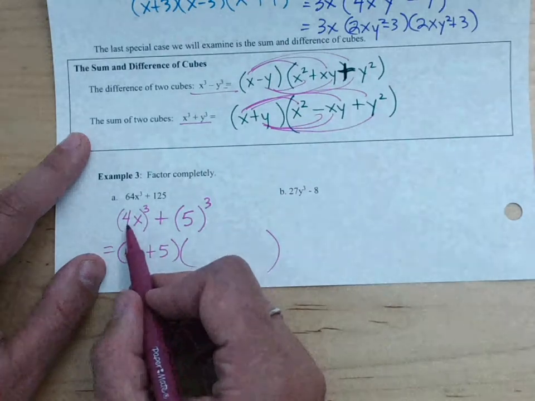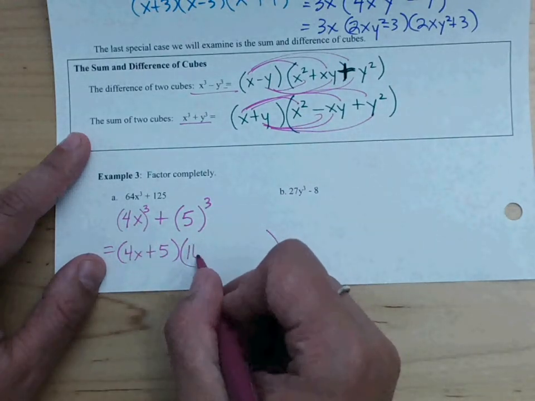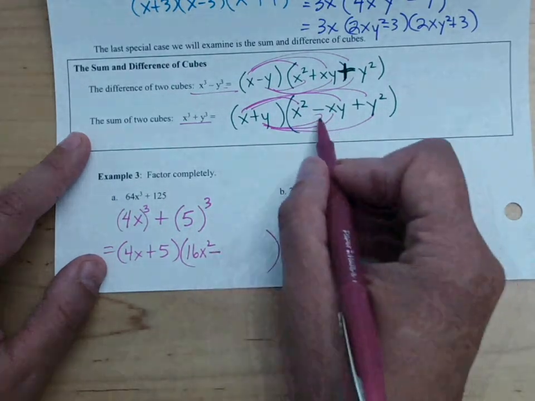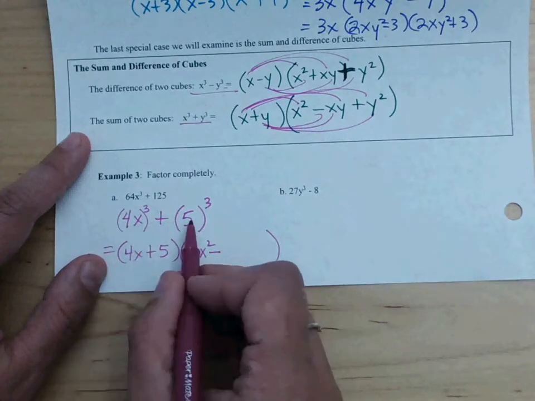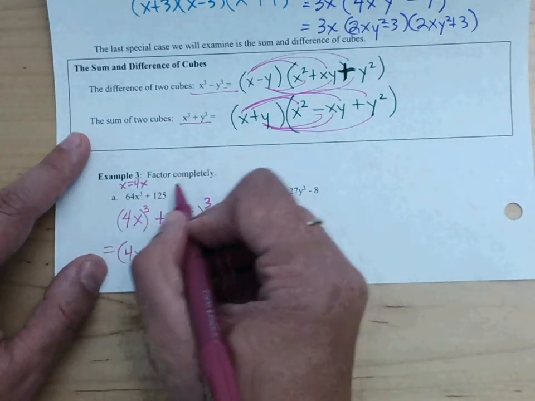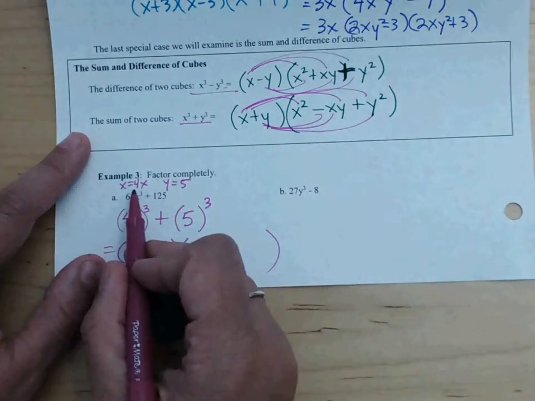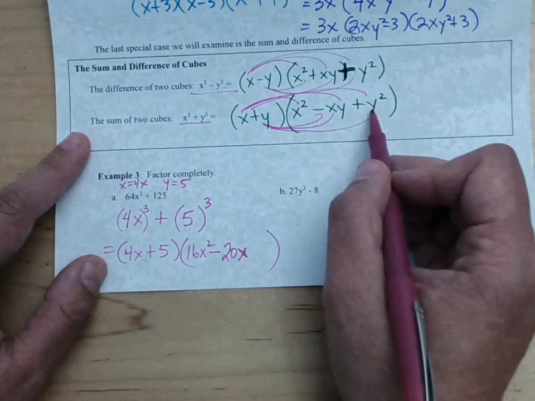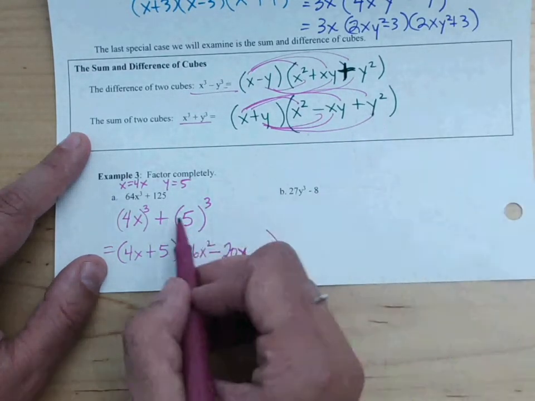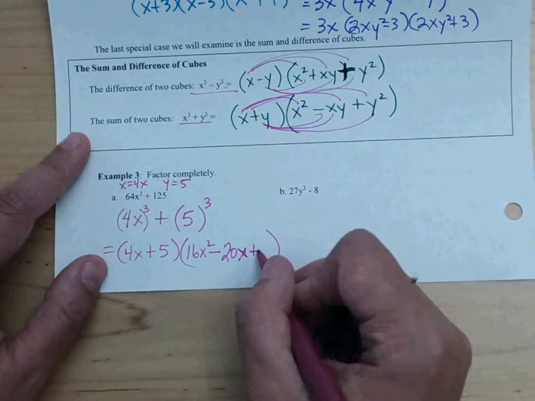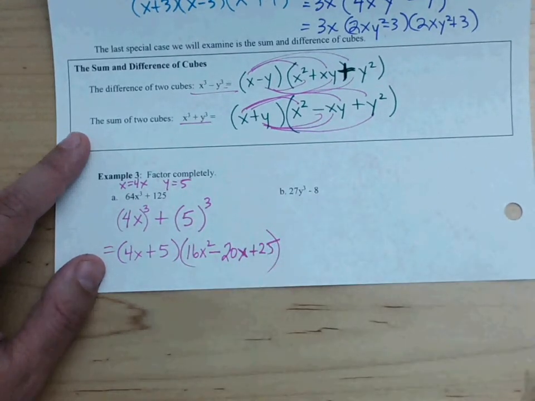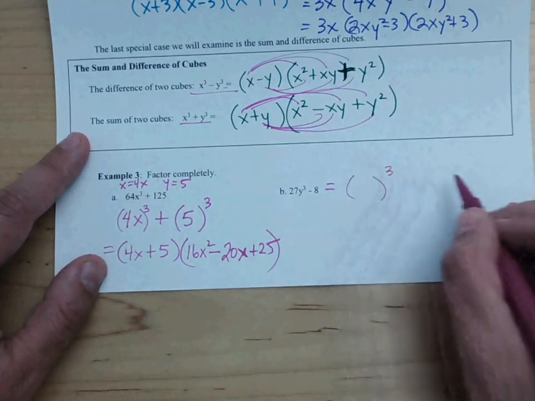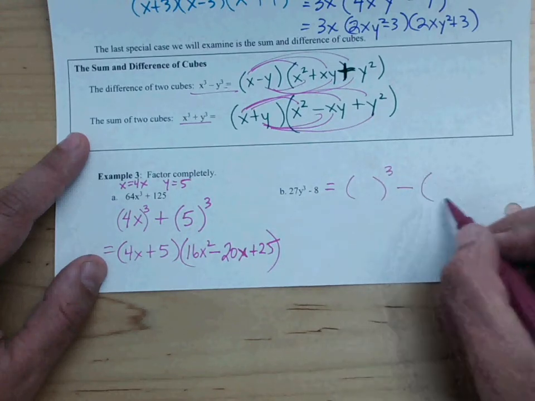Times x squared. What's 4x squared? We're going to go minus x times y. What's x times y? So in essence, x is equal to 4x and y is equal to 5. What is 4x times 5? 20x. And then you see on the end it's plus y squared. Y is 5. What's 5 squared? 25.